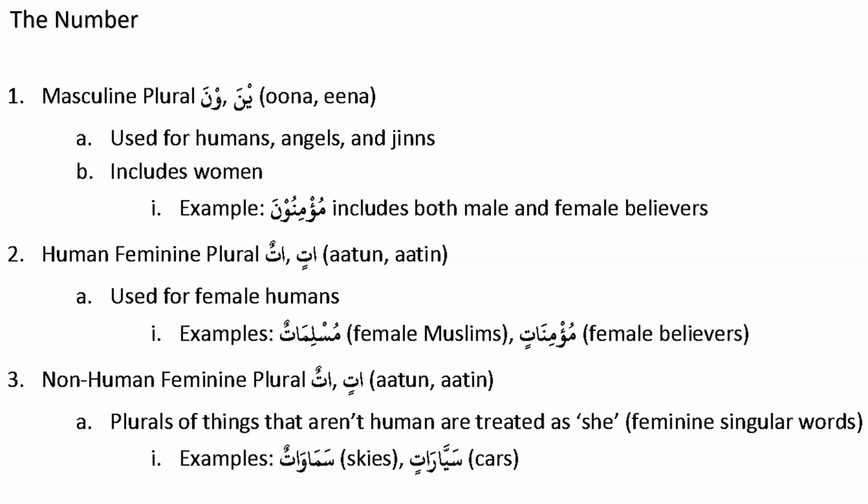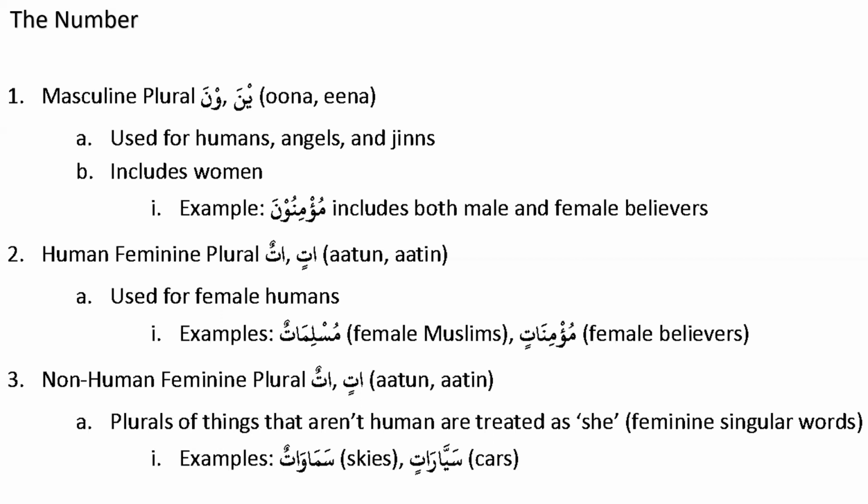So, masculine plural, una, ina, it includes women as well. And I mentioned this before. So when in Arabic you say muslimuna, all Muslim, it may have all masculine, or it can have a combination of masculine and feminine. Okay. So the masculine plural is always inclusive. It may include only men. It may include men and women together.